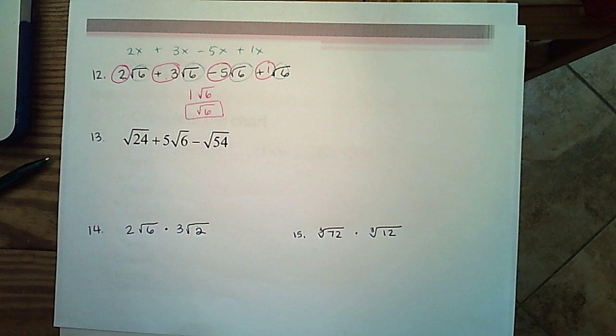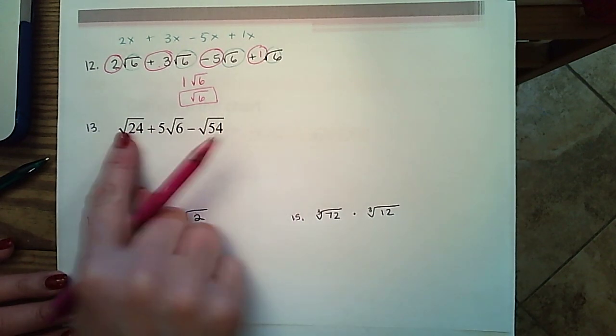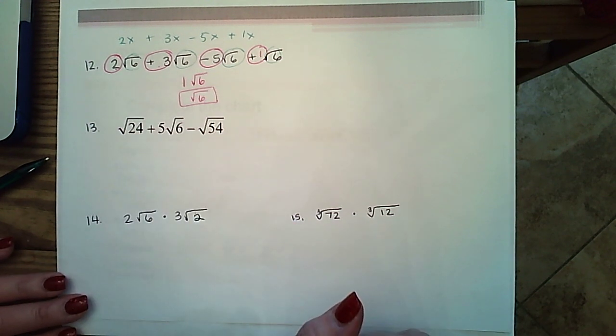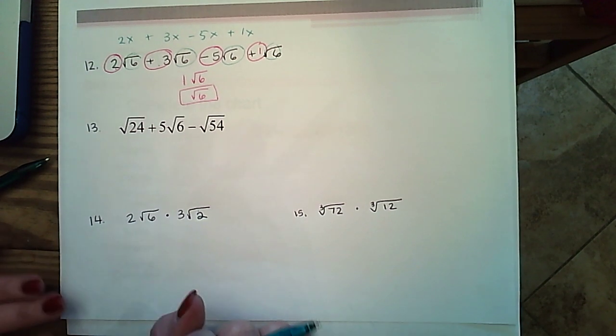But what happens like number 13 when they don't just mush together? Well, then you've got to simplify the radical. So with simplifying the radical here, they're not in lowest form. 24 is not in lowest form. Negative 54 is not in lowest form. So I'm going to have to first put these in their simplest radical form.